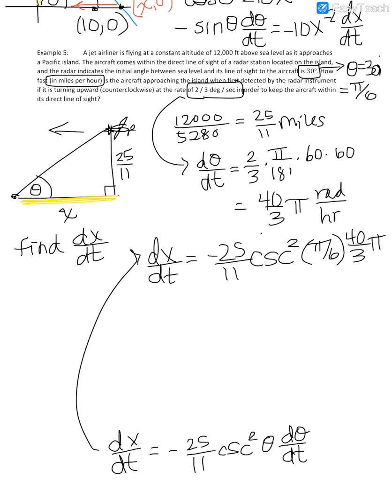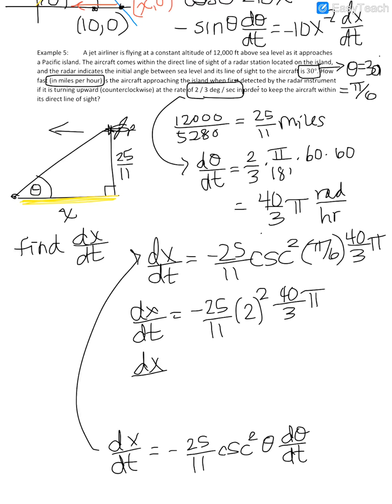Cosecant is the reciprocal of sine. Sine of pi over 6 is 1/2, so cosecant is going to be 2, because it is the reciprocal of sine. When I plug it into my calculator, it gives me negative 380.799. So I'm going to say this is about 380 miles per hour.